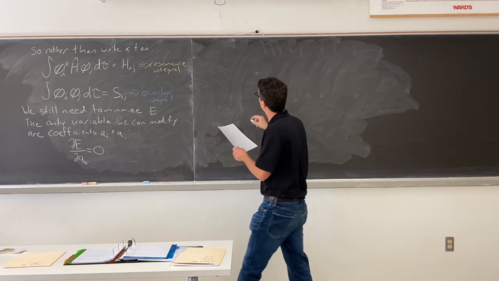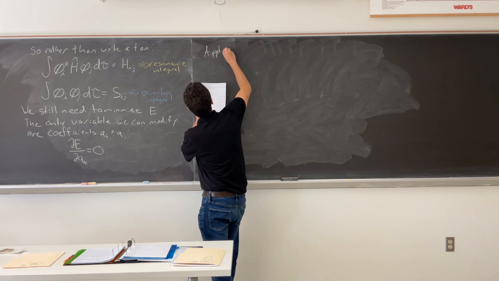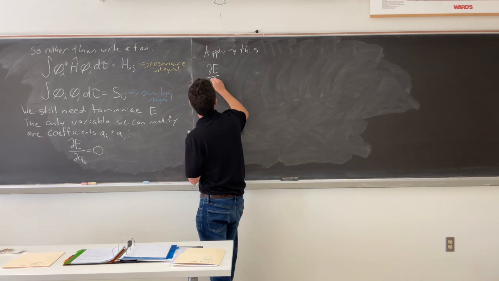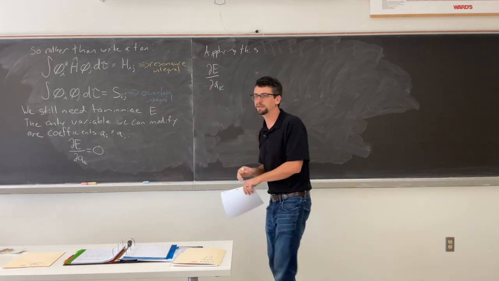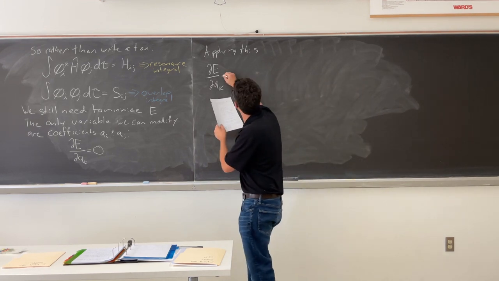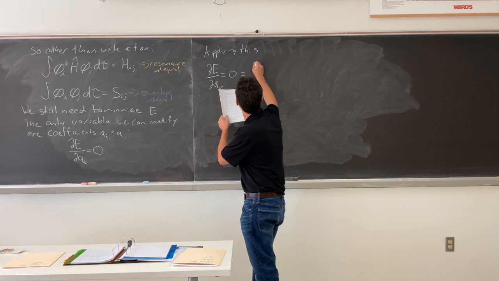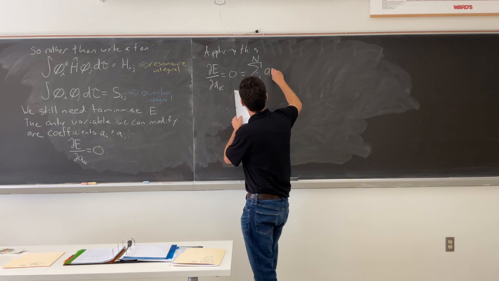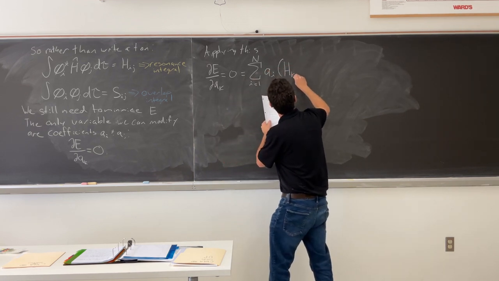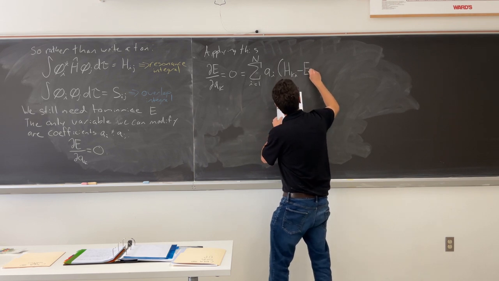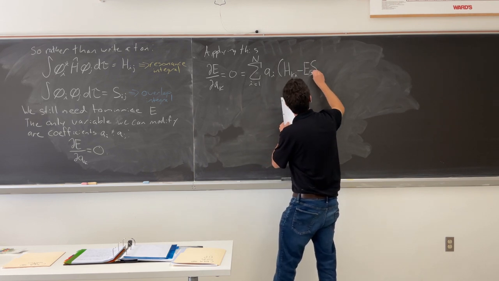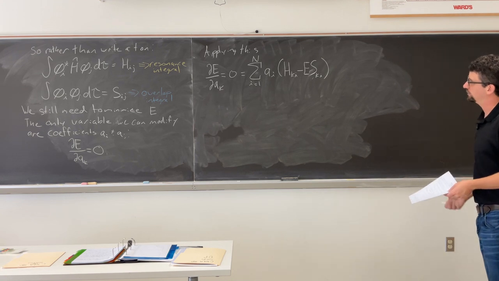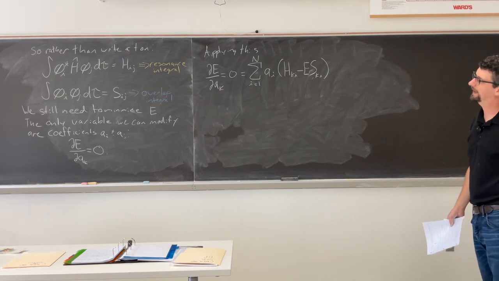Okay, if we apply this, where we have the partial of E with respect to a_k, where it could be either i or j, is equal to 0, we get this equation.